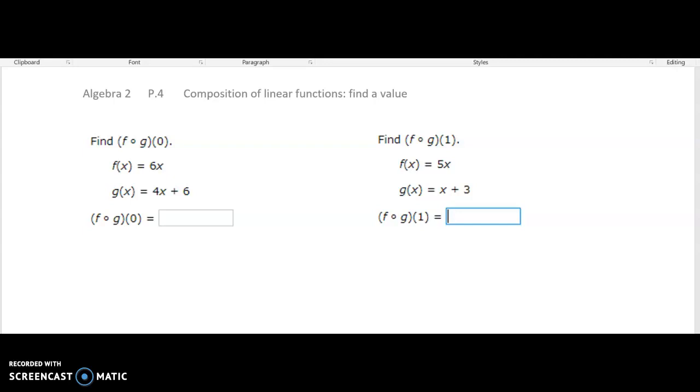P4, compositions of linear functions, find a value. This lesson you will see on the ACT. One way or the other, either P4 or P5, probably going to be P4. These are compositions, has nothing to do with English. So this is what we're doing.